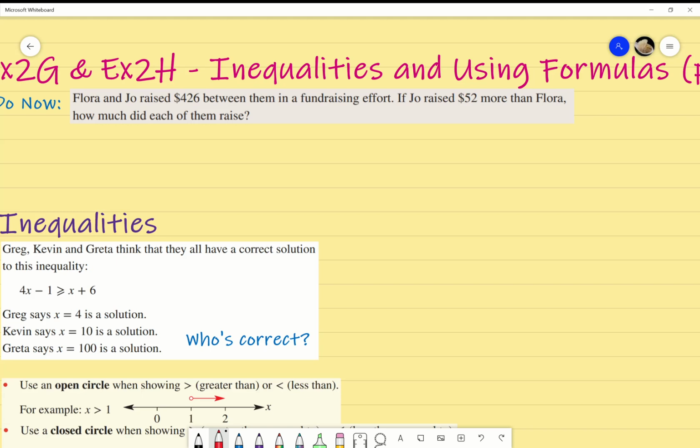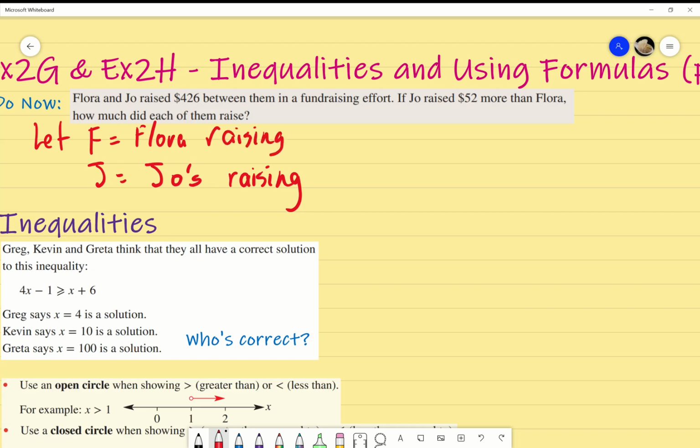There's two ways of doing this. How might we do this one? Any ideas? I like to go with using a little bit of simultaneous equations. That's my personal preference. If you have another method, for example, doubling and then adding 52, you're more than welcome to do that. But I'm going to stick with the simultaneous equations method. Let's define Flora. Let F equal Flora's and then J equal Joe's raising, just so we're clear what they mean.